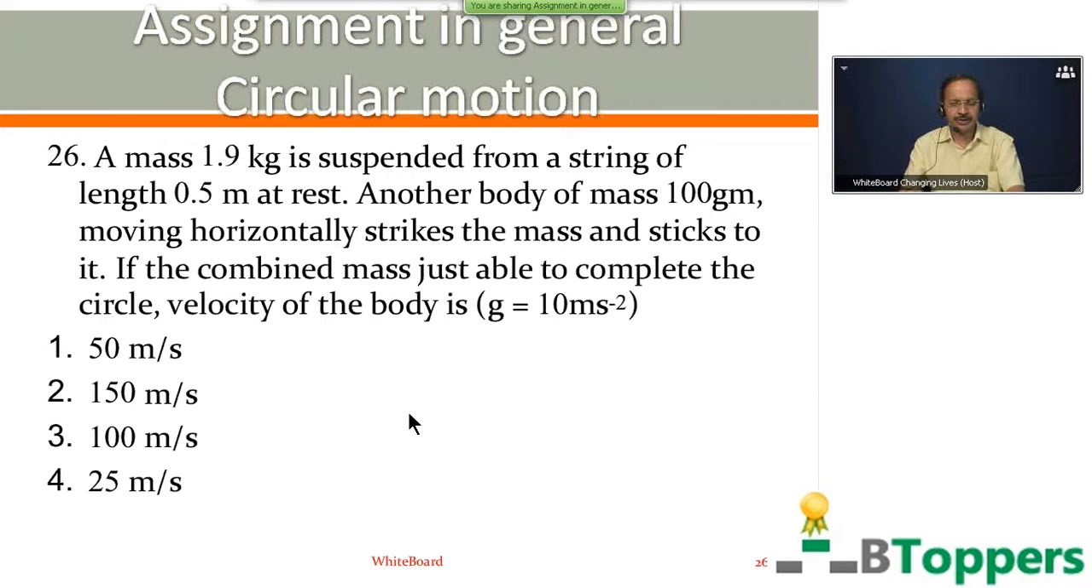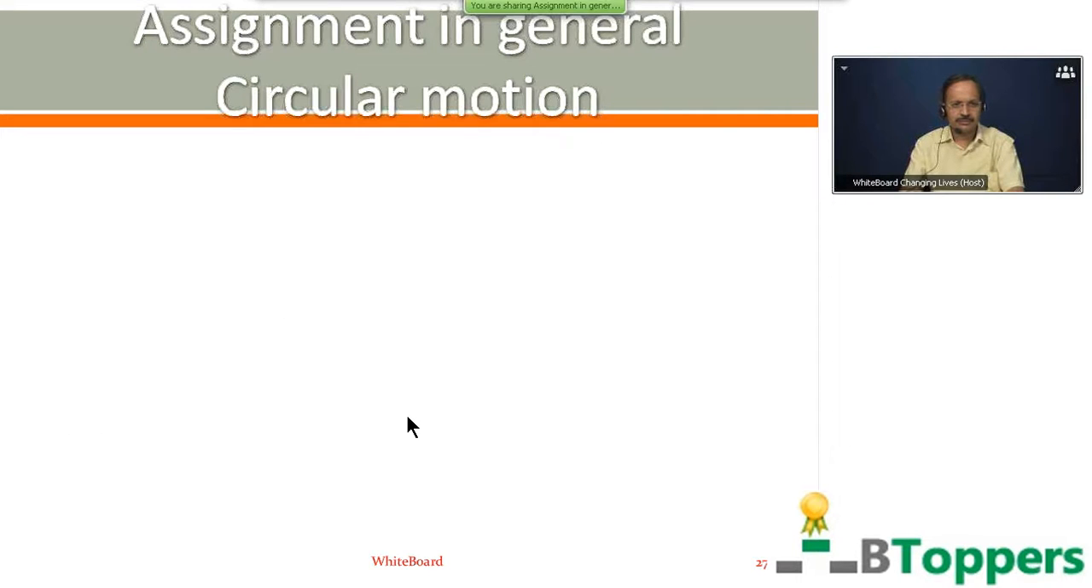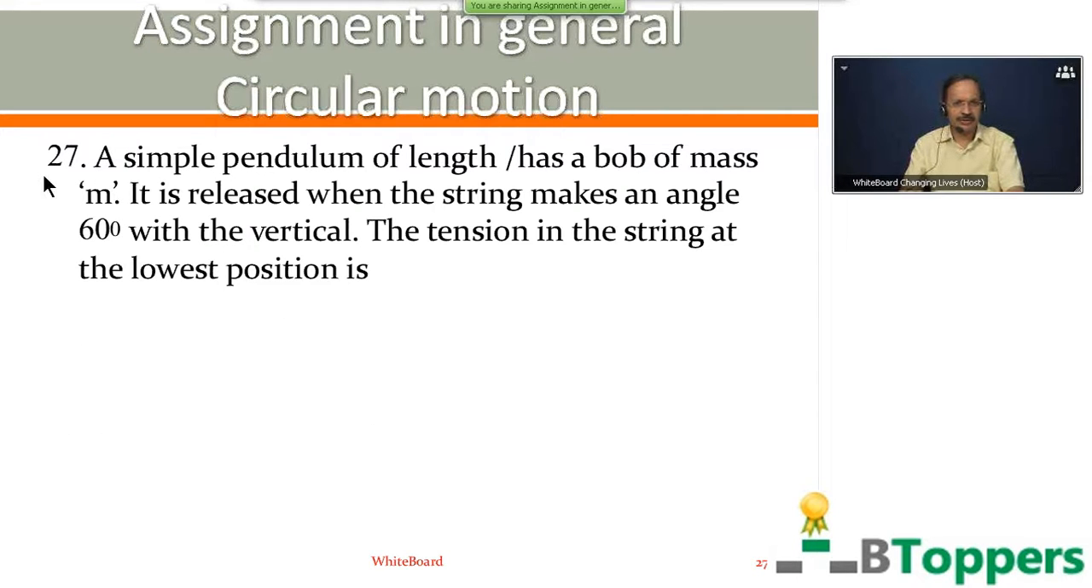I am going to show the next question on screen. See the question number 27. A simple pendulum of length L has a bob of mass M. It is released when the string makes an angle of 60 degrees with the vertical. The tension of the string at the lowest position is.